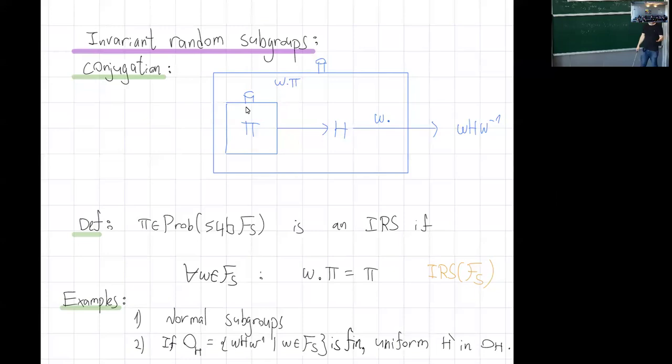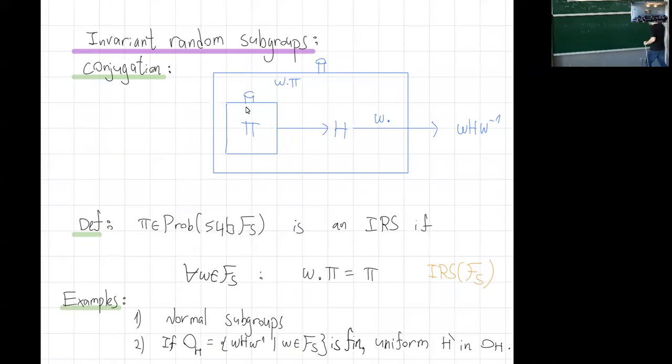So instead of giving me a random subgroup, just give me a black box that always outputs the same normal subgroup. That's a probability distribution, a Dirac measure. It will always give me the same thing. And it is conjugation invariant just because the normal subgroup itself, conjugated, would be the same normal subgroup. That's the point.